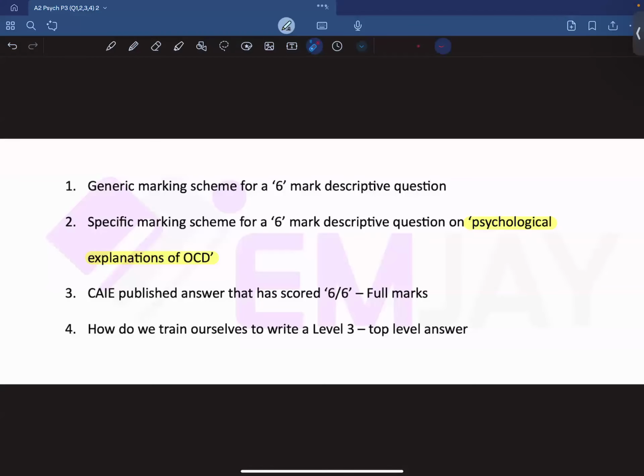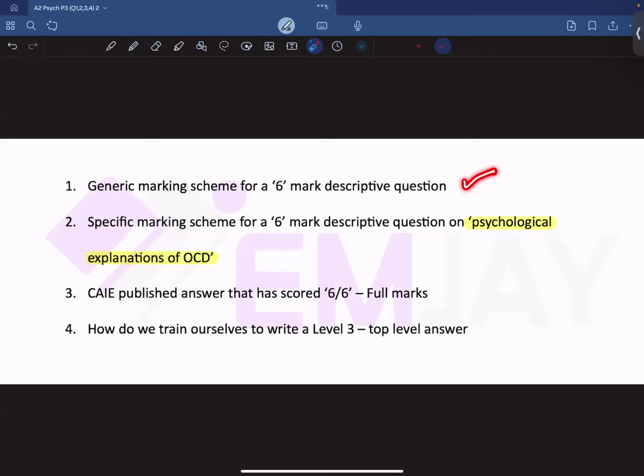Hello, everyone. Today, we'll be discussing how to score a 6 on 6 on a descriptive question that we get in paper 3. I've divided today's revision lesson into 4 parts. The first part, we discuss the generic marking scheme for a 6-mark descriptive question. Number 2, we discuss the specific marking scheme for a 6-mark descriptive question.